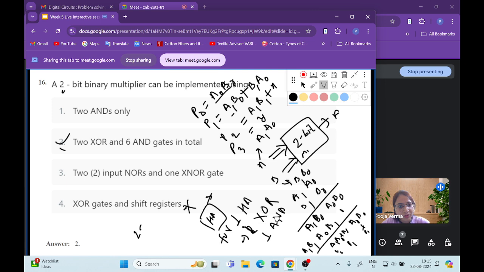Here 1 XOR gate and 1 AND gate, and for 2 half adders, 2 XOR gates and 2 AND gates, and for these two, a total of 4, so in total we will get 6 AND gates and 2 XOR gates, right, to implement a 2-bit binary multiplier. Okay, so I hope you understand this. So moving to the next question.